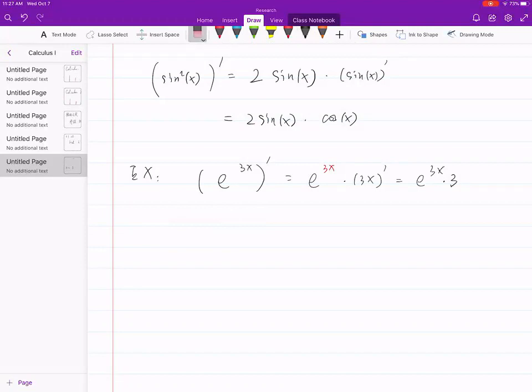Sounds good. Okay, e to the x is easy. Changing x to 3x doesn't change much. You just need to multiply by the inside's derivative by the chain rule.